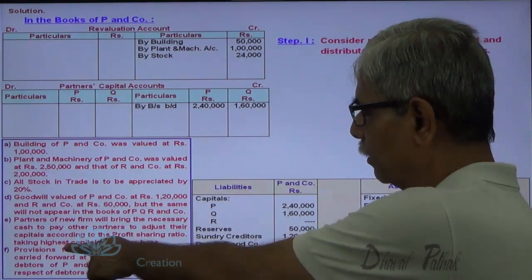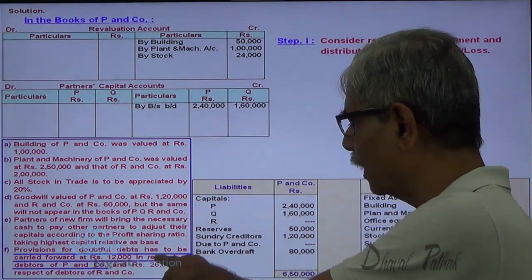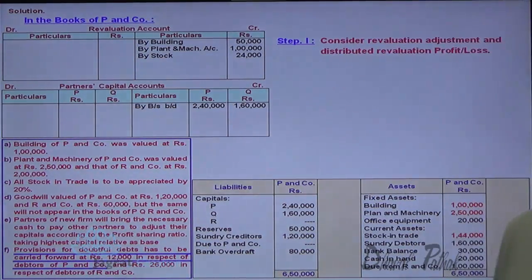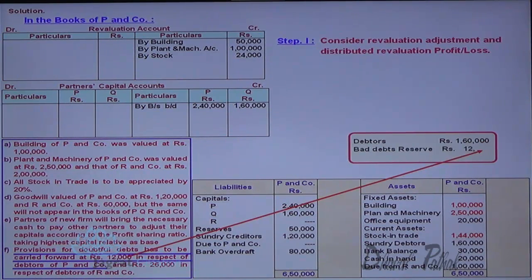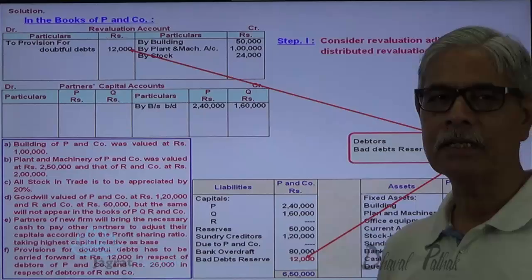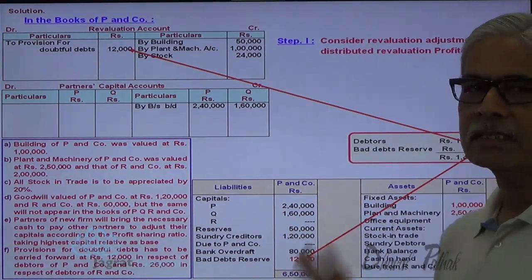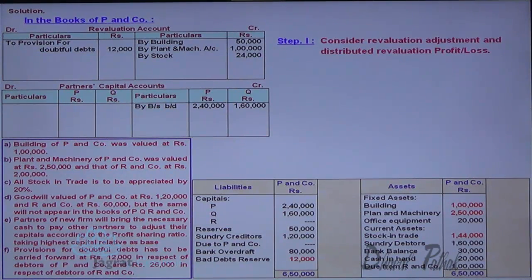This is the capital adjustment. Provision for doubtful debt is to be considered. Now see. Partners, provision for doubtful debt has to be carried forward 12,000 in respect of debtors of P and company. So bad debt reserve is required to be created for P and company. So debtors are 1,60,000. Bad debt reserve required 12,000. Increase in bad debt reserve, revaluation account is to be debited for 12,000 rupees. And this bad debt reserve I write in my balance sheet on the liability side because it's a reserve against the asset. So all revaluation adjustments are considered.